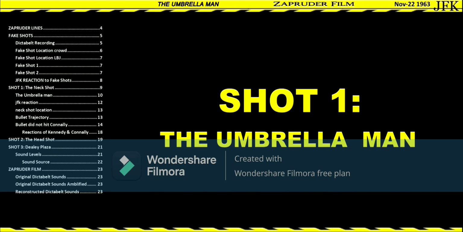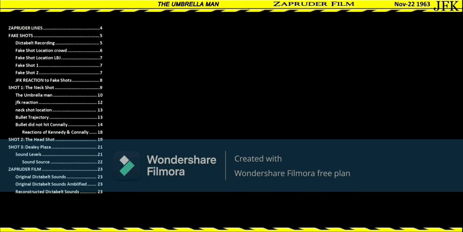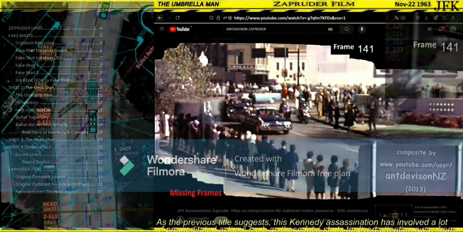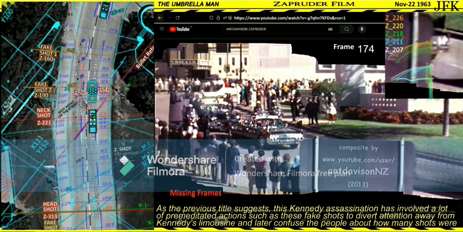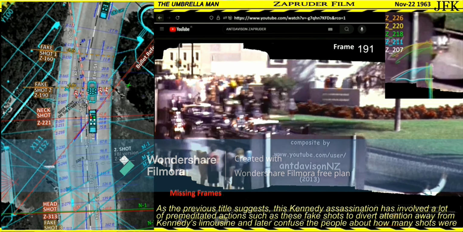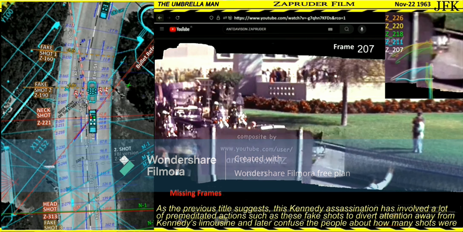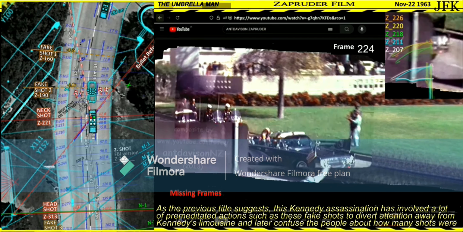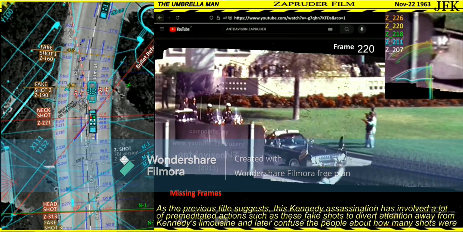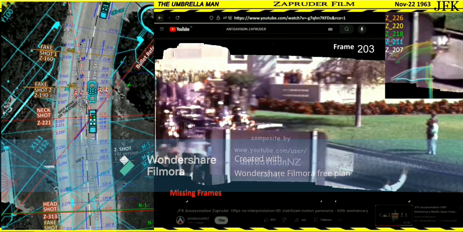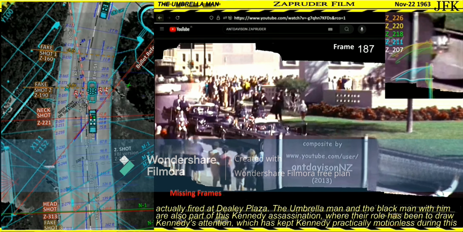Shot 1. The Umbrella Man. As the previous title suggests, this Kennedy assassination has involved a lot of premeditated actions such as these fake shots to divert attention away from Kennedy's limousine and later confuse the people about how many shots were actually fired at Dealey Plaza.